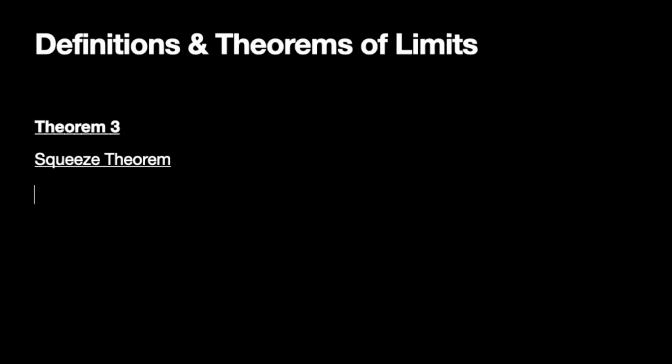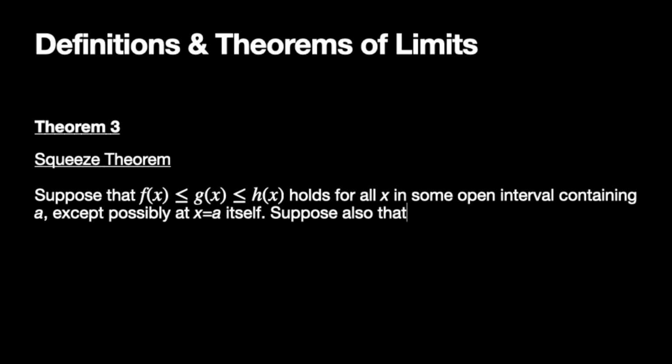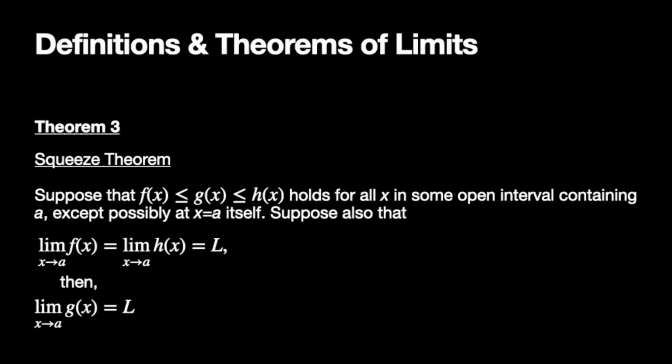Theorem 3. The squeeze theorem. Suppose that f of x is less than or equal to g of x, which is less than or equal to h of x, which holds for all x in some open interval containing a, except possibly at x equals a itself. Suppose also that the limit as x approaches a of f of x equals the limit as x approaches a of h of x, and these two equal L. Then the limit as x approaches a of g of x equals L also.